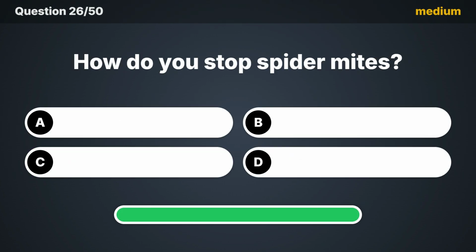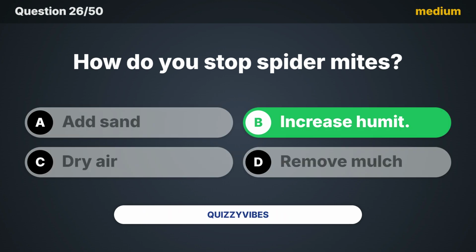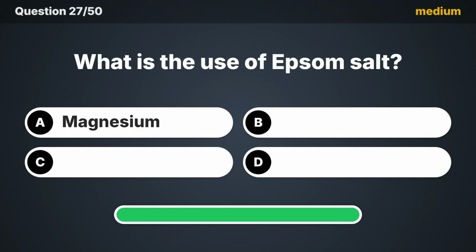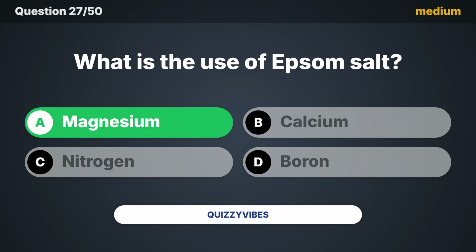How do you stop spider mites? The correct choice is increase humic. What is the use of Epsom salt? The correct choice is magnesium.